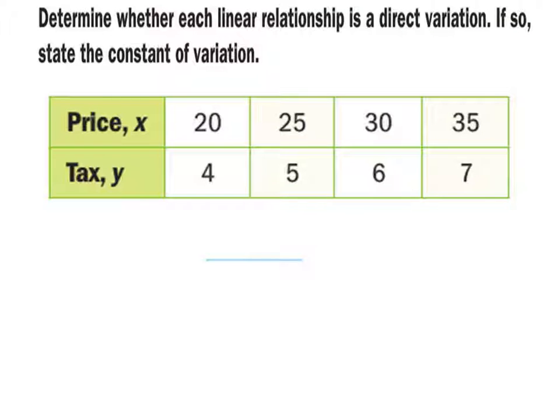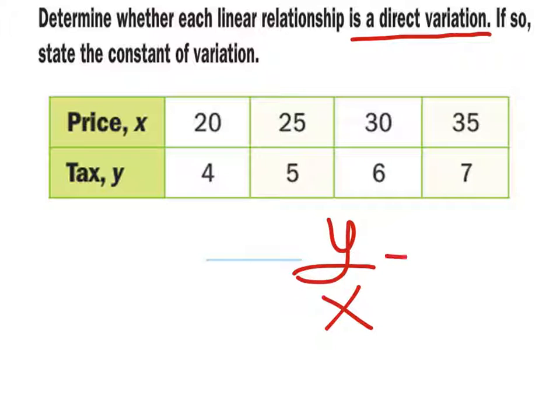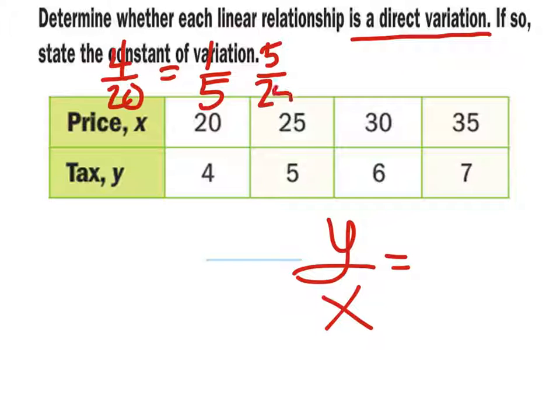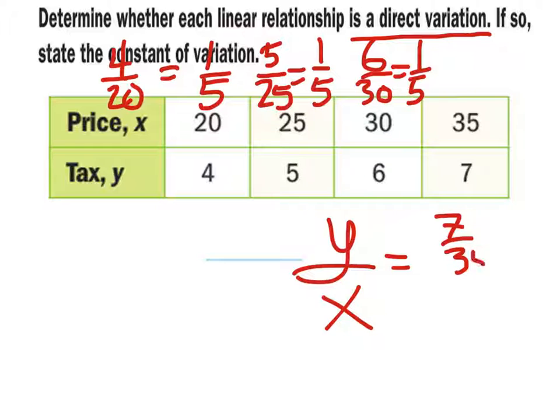Okay, so let's look at this one. It says determine whether each linear relationship is a direct variation, which means that we need to know if it's proportional. And we need to get in the habit of doing the y's divided by the x's, okay? So let's do this first one. So this one would be 4 over 20, which is the same as 1/5, okay? So this next one is 5 over 25, which is the same as 1/5. Same with 6 over 30, still 1/5. And 7 over 35 is 1/5.